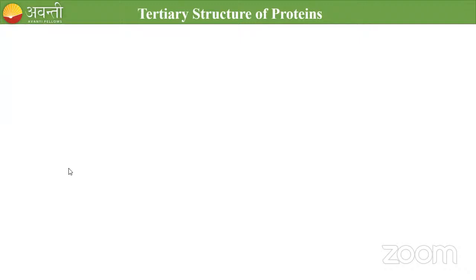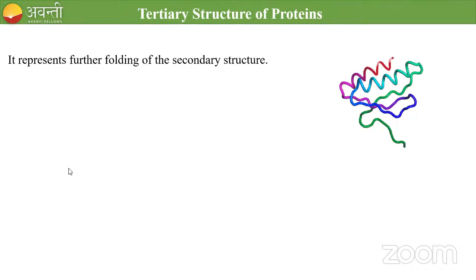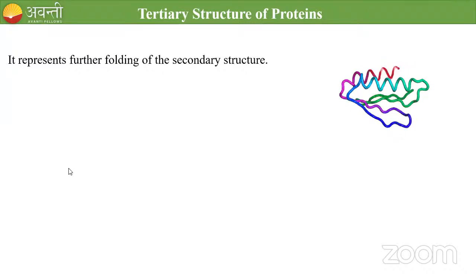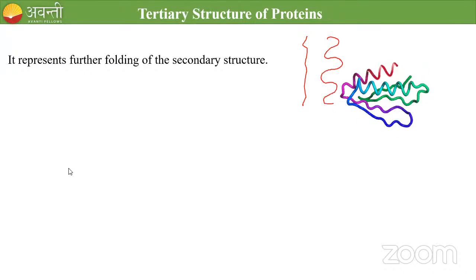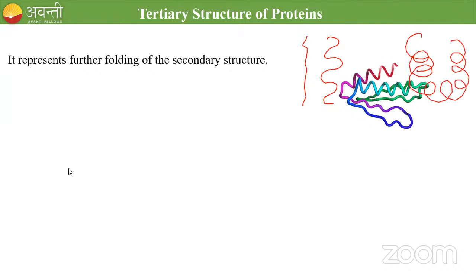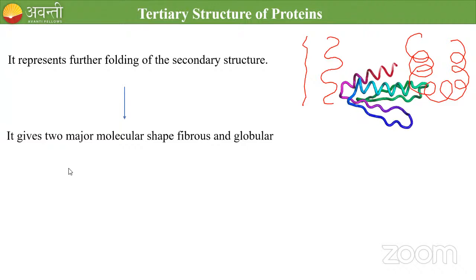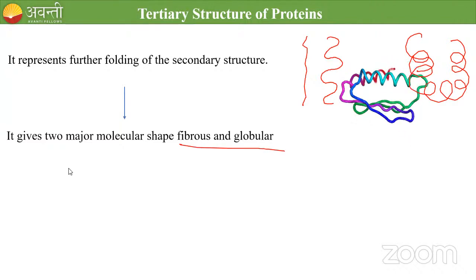All right, tertiary structure. It represents further folding of the secondary structure. We have studied secondary, right? If you further fold the secondary structure like this, you will get a tertiary structure. So this is primary and this is secondary. If you fold this like this, you will get a tertiary structure. This gives two major molecular shapes: one is fibrous and the other is globular. Both fall under the tertiary structure.